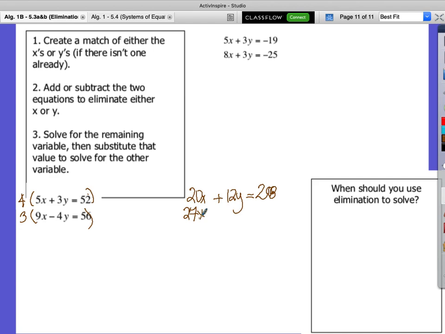We all know that's 208 for the sake of time. What should I then multiply my bottom equation by, Brock? Y. Thank you for clarifying. Negative 12y. Now 56 times 3. 168. Is it? 168 is right. Everyone knows that's 208, right? Now what do I have to do?